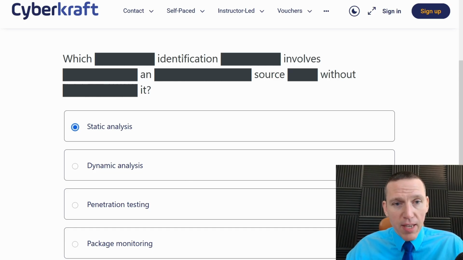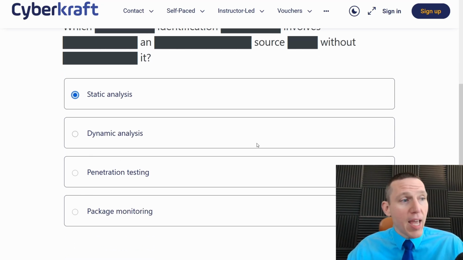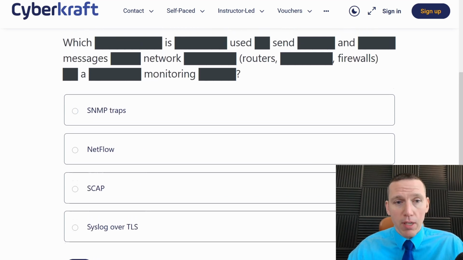Penetration testing doesn't make sense here. Dynamic analysis, and that could be like which vulnerability or malware identification technique involves something source without source code, I think, without something it. I don't think it'd be packet monitoring, and that doesn't really make sense of the thing. I'm going to go with static analysis. Let's see if that works. Okay, let's go to the next one.